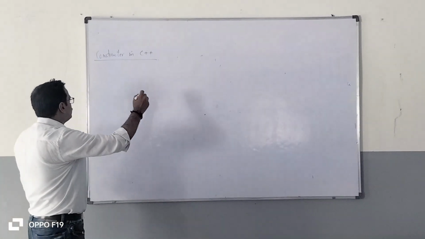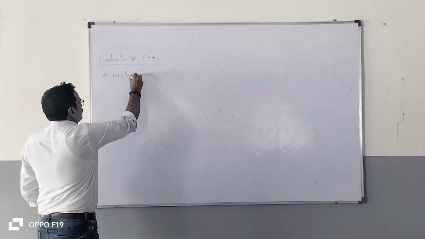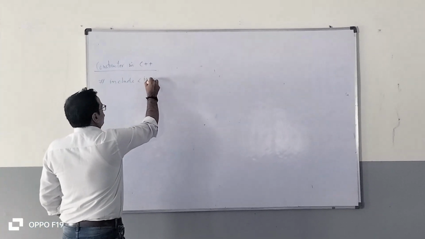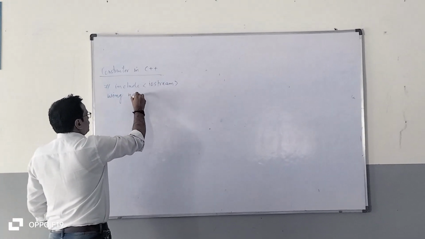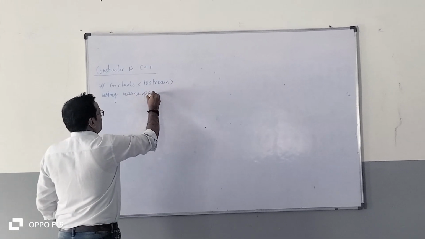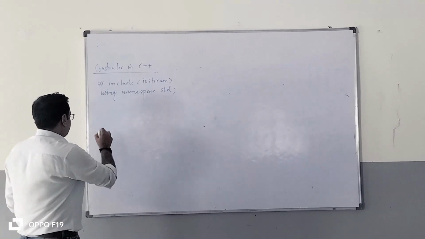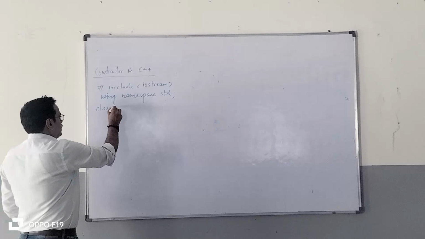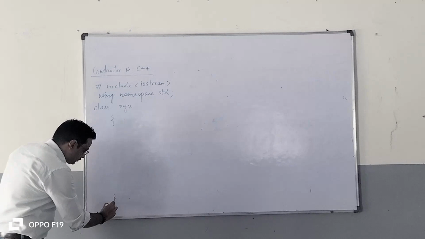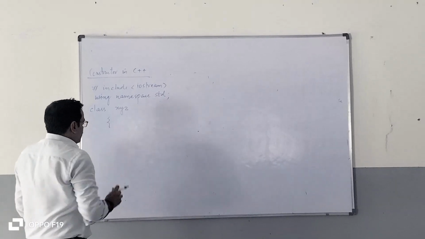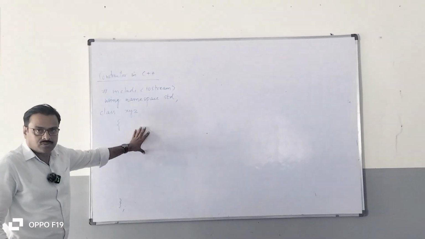Let me write a program for you. Let's say I am including input output string here, using namespace std, and let me create a class. Let's say class xyz. We are having a class here, and inside the class, as you know, we can have our data member and member methods, member functions.